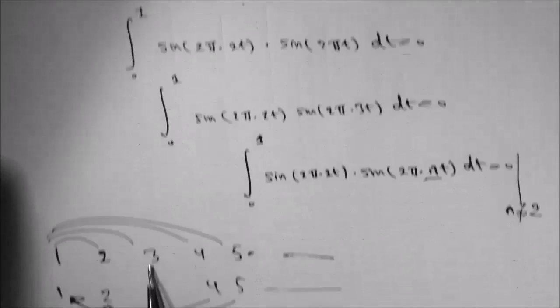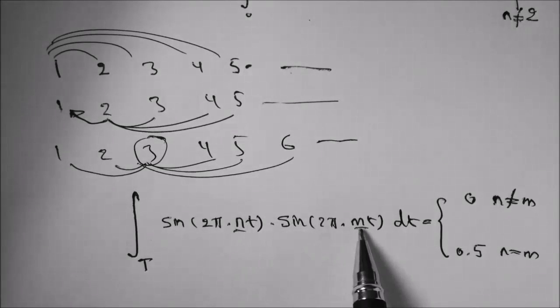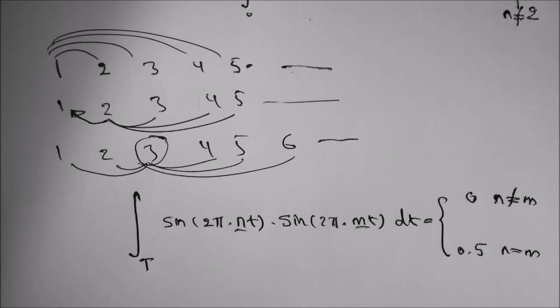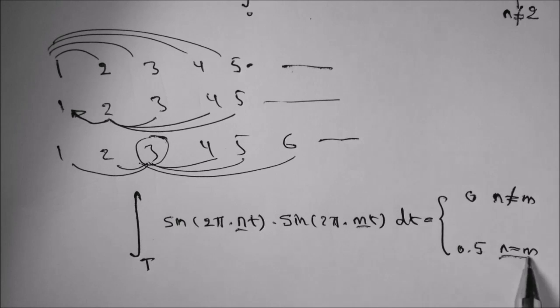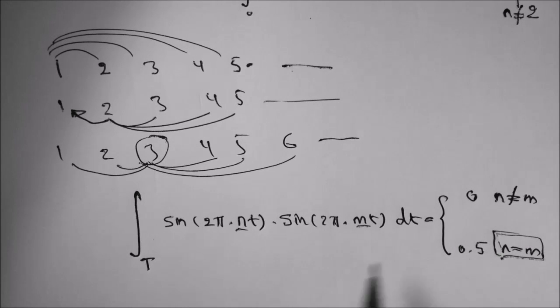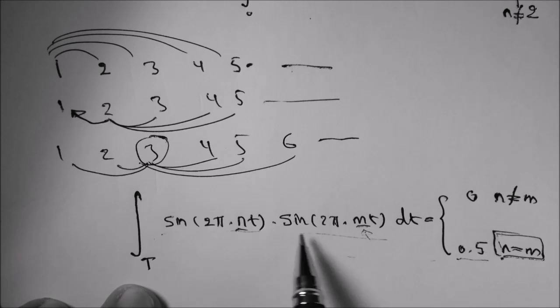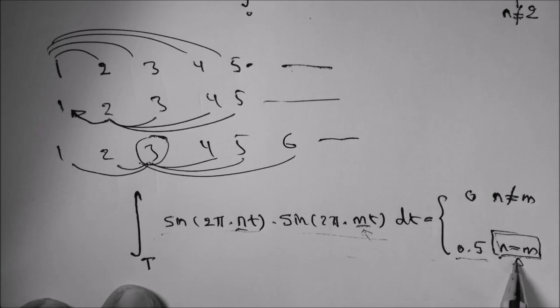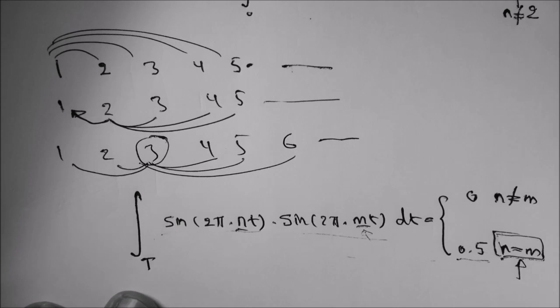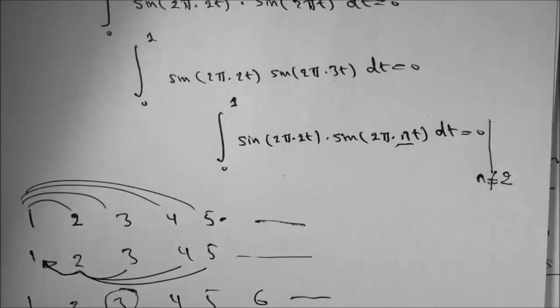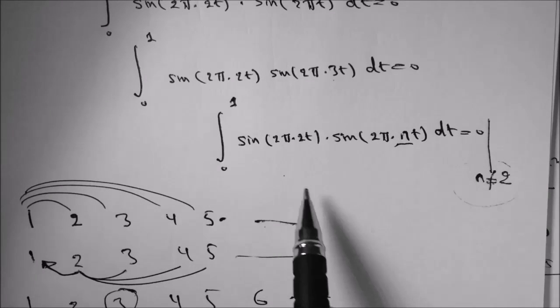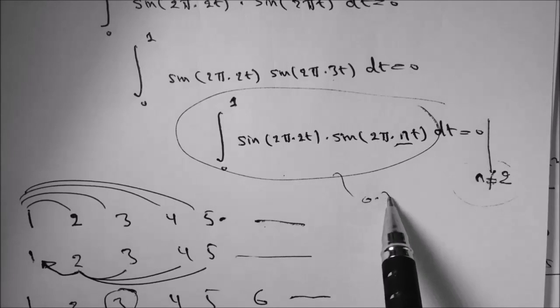If n equals 2 hertz and m equals 2 hertz as well, you get 0.5 also. So every time n equals m, the result of integration is 0.5. We say that any frequency is not orthogonal to itself since the result of correlation is not 0 when n equals m. So for this example, if n equals 2, the result of this integration is 0.5.